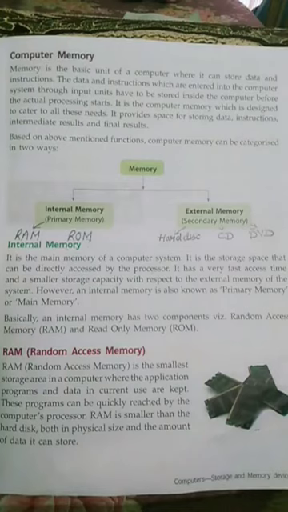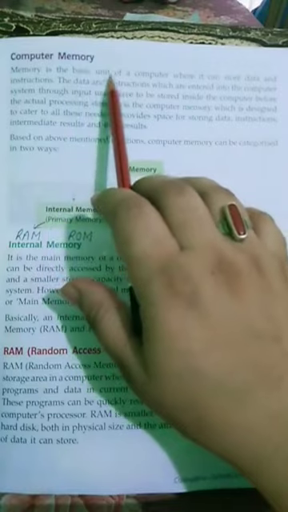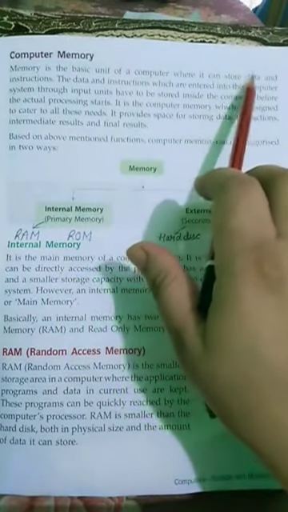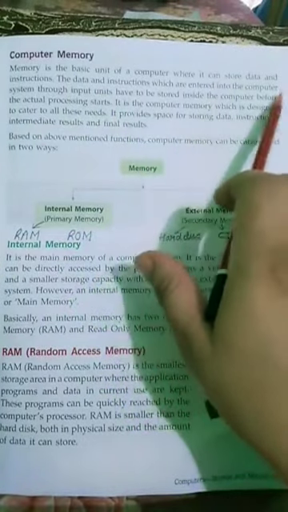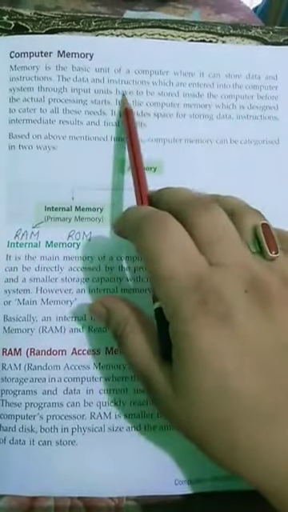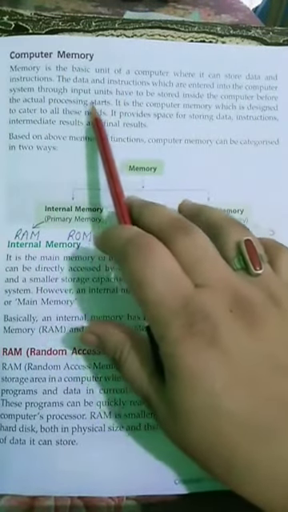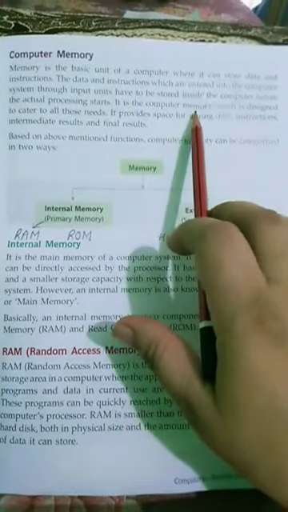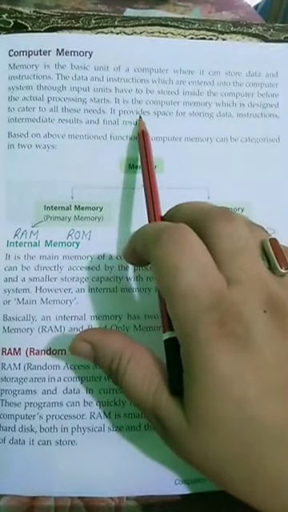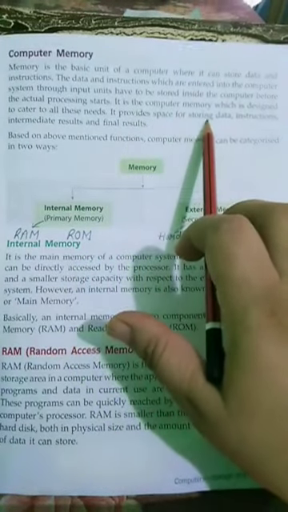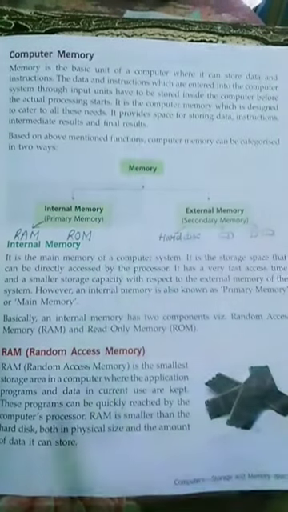Children, move on to page number 13. Our next topic is computer memory. Memory is the basic unit of a computer where it can store data and instructions. The data and instructions which are entered into the computer system through input units have to be stored inside the computer before the actual processing starts. It is the computer memory which is designed to cater to all these needs. It provides space for storing intermediate results and final results.